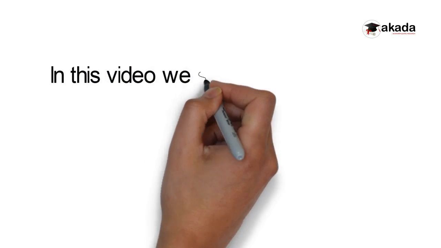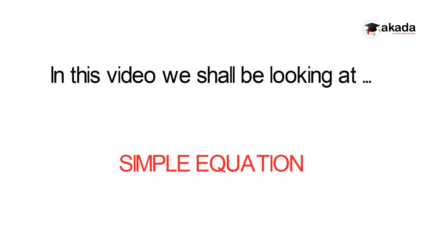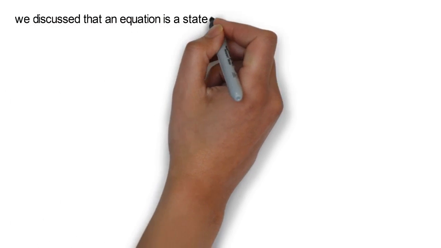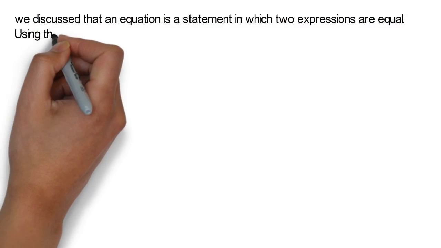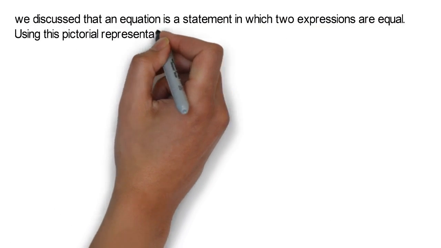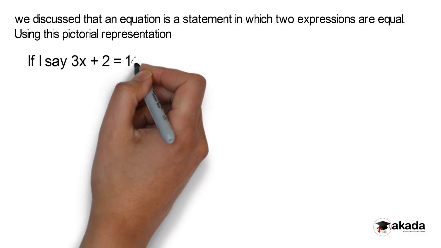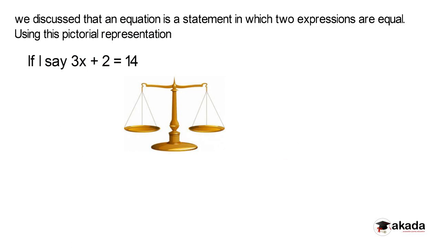In this video, we shall be looking at simple equation. What is simple equation? In your junior secondary school 1, we discussed that an equation is a statement in which two expressions are equal. So, using this pictorial representation, if I say 3x plus 2 equals 14, I'm going to be using the beam balance as my pictorial illustration.